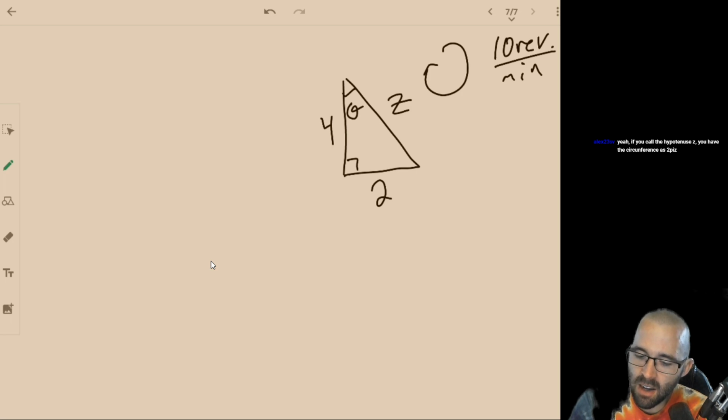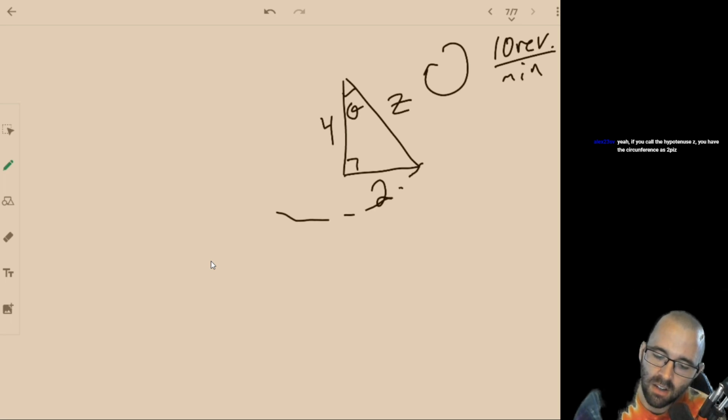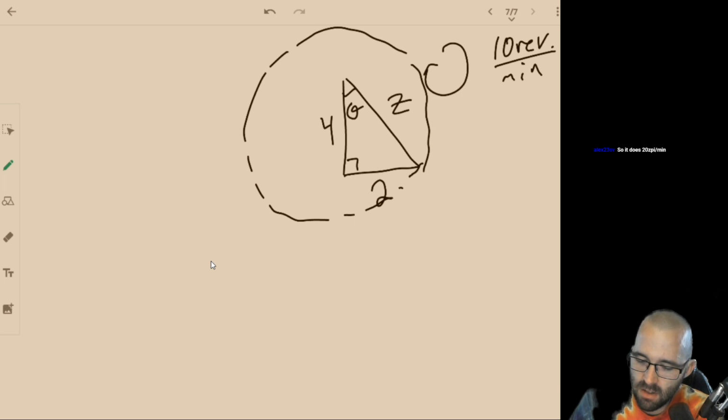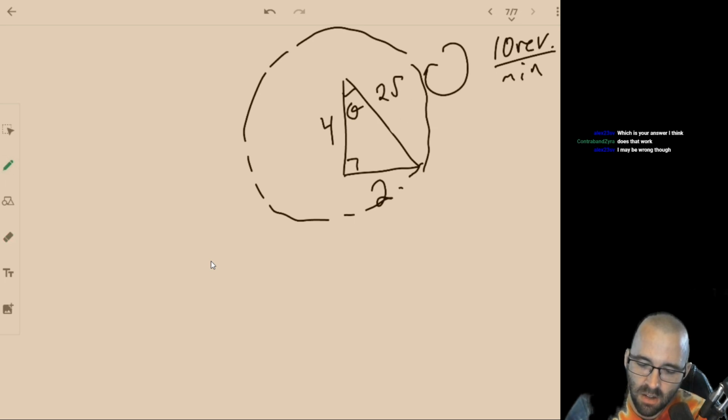The circumference is 2 pi z, yeah, but I don't see how that's useful. Like, even if we extend this to like a circle, 20z pi per minute. Hmm. 20z pi per minute's not the answer because z is 2√5. I think that's again just approximating. No?